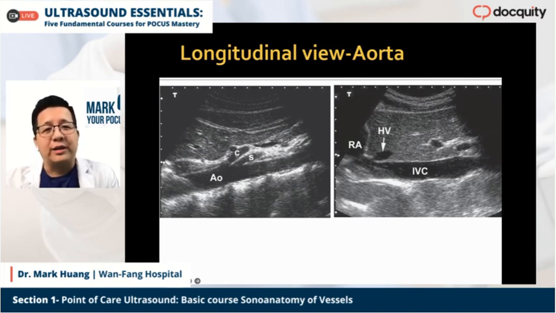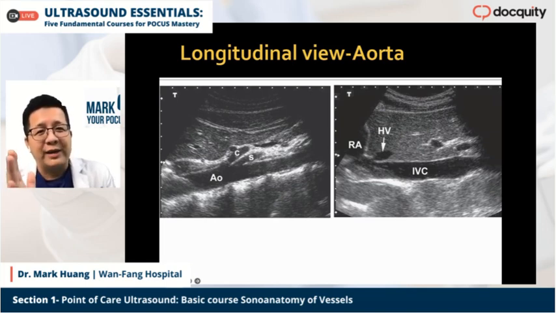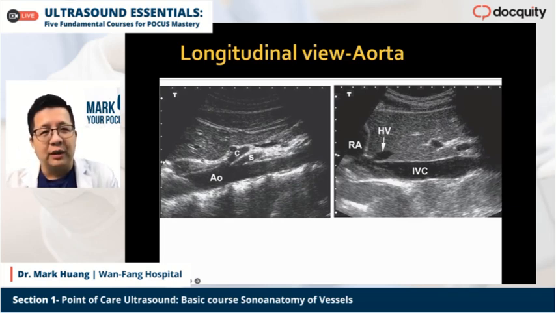Okay, and then by tilting to the patient's right side, you can find the IVC going into the right atrium. That is very important, because we will measure the IVC diameter to estimate our body volume status. Okay, so later I will tell you. So it's important.